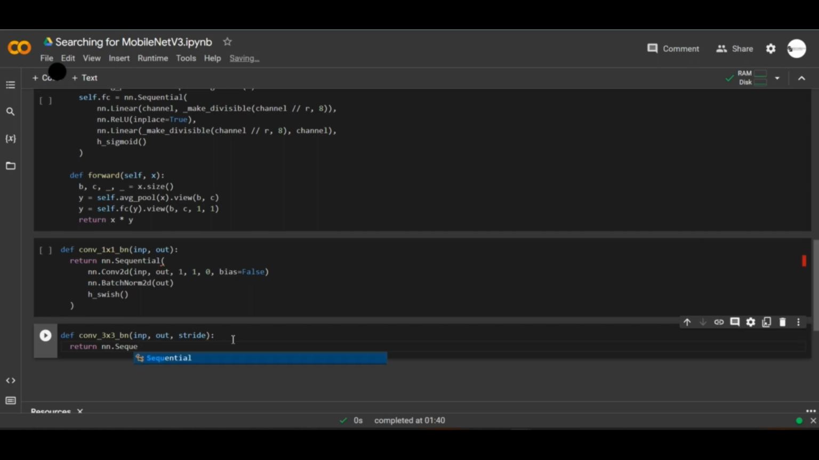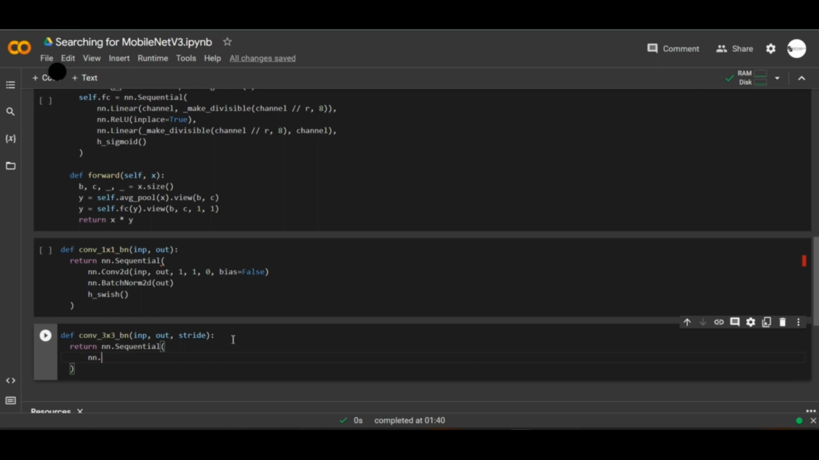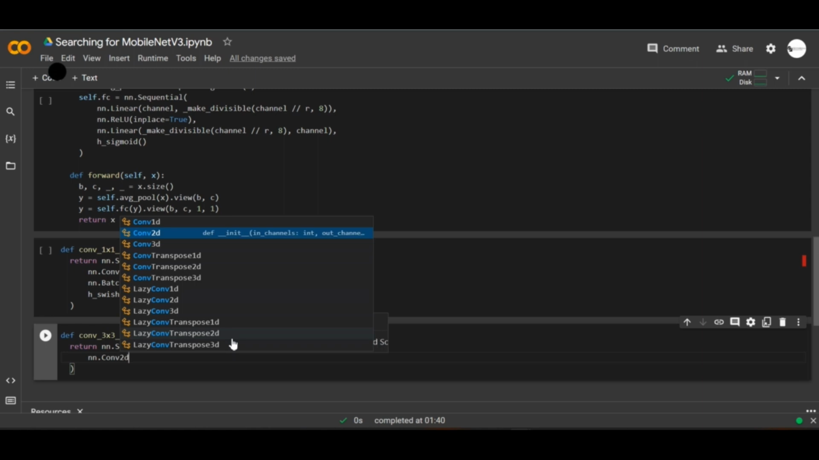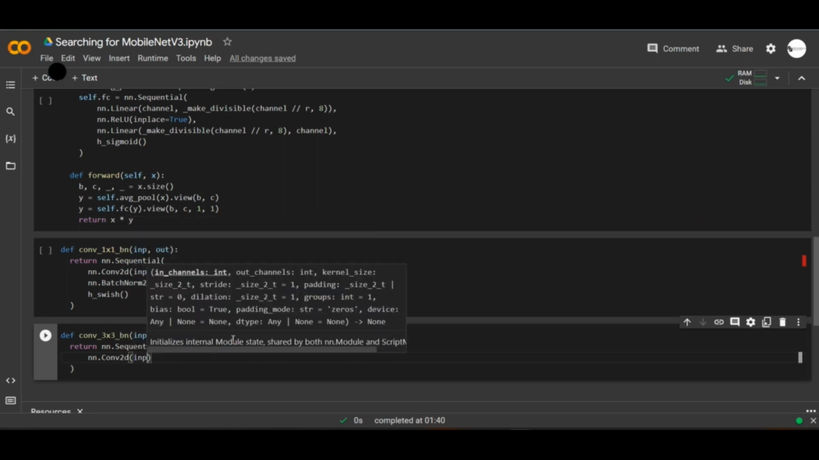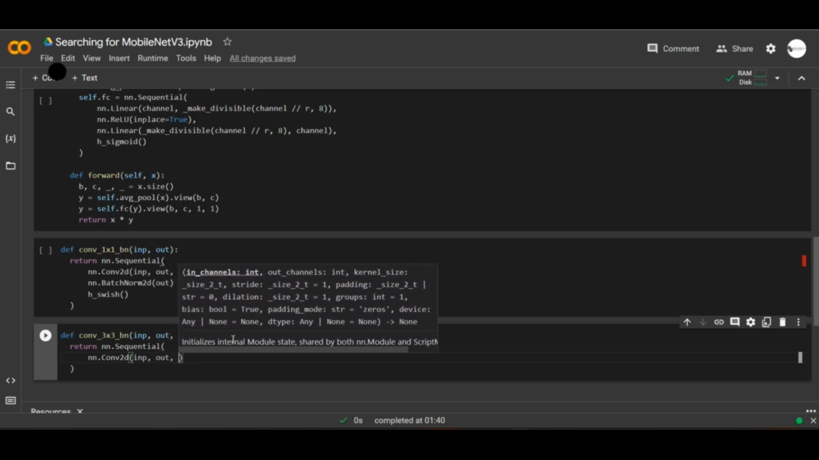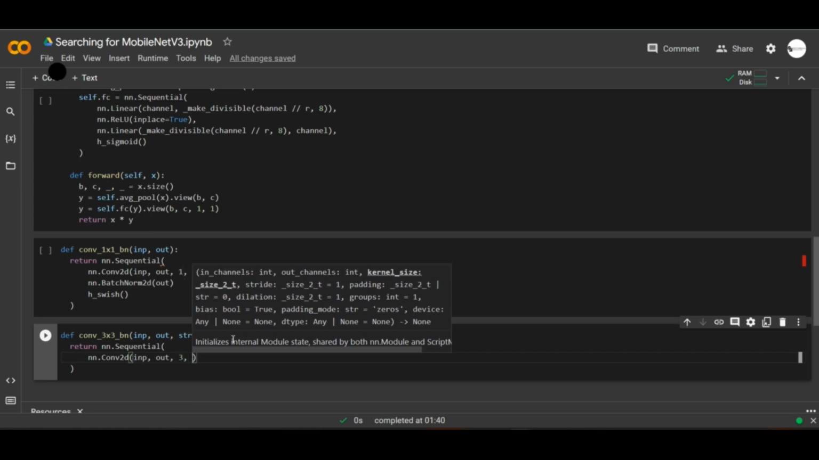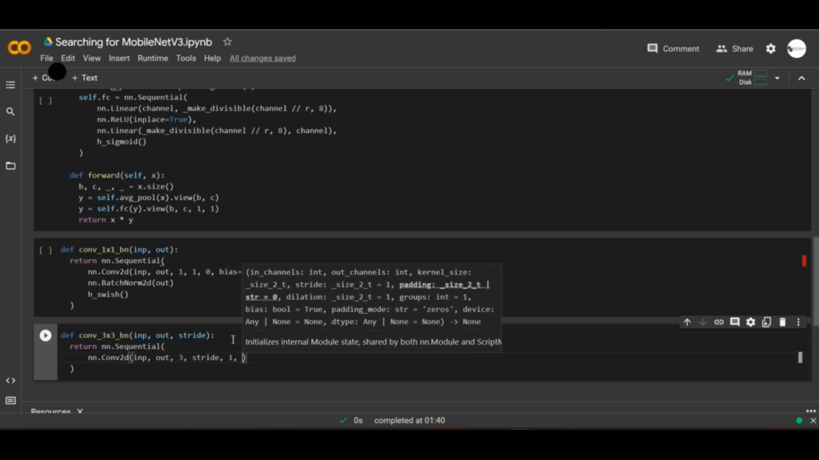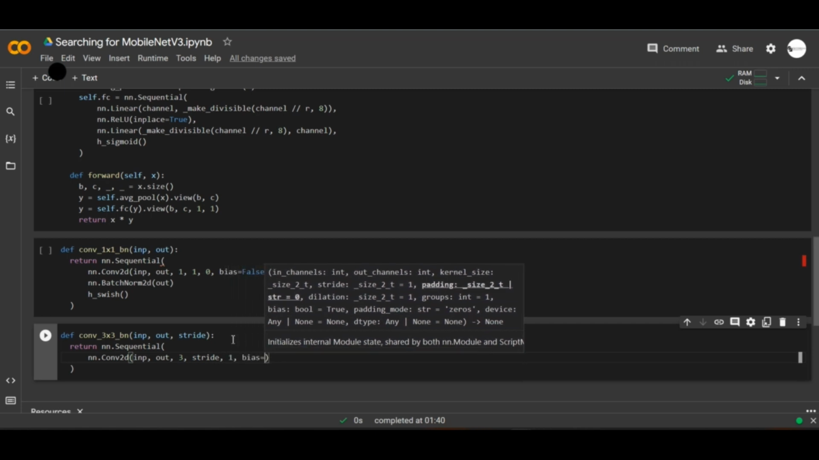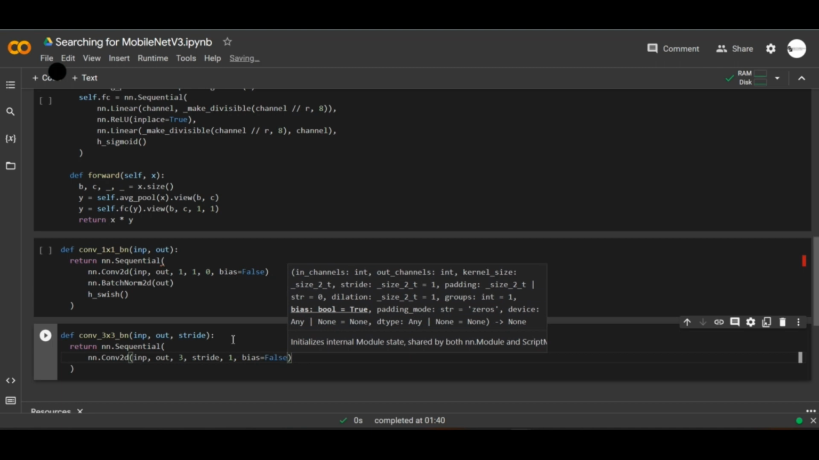I forgot the spelling for sequential. Anyway, nn.Conv2d. Then we're gonna take in the inputs, then we have the output, then we're gonna have array kernel size, then we're gonna have stride, then we're gonna have bias equals to false.